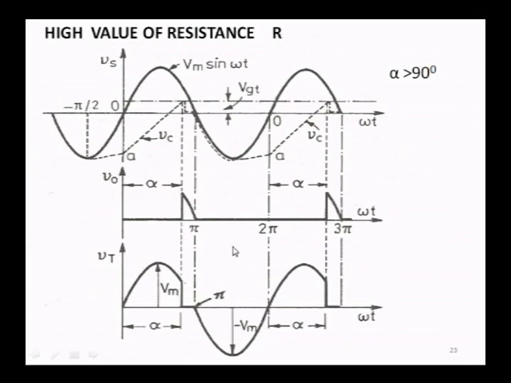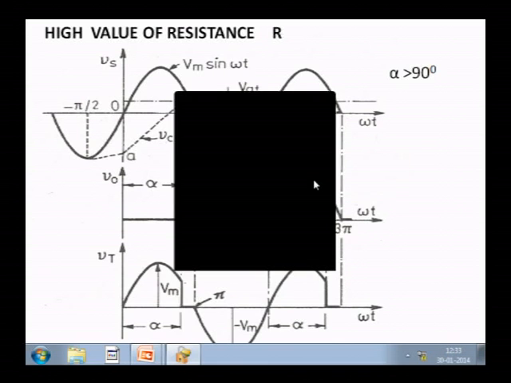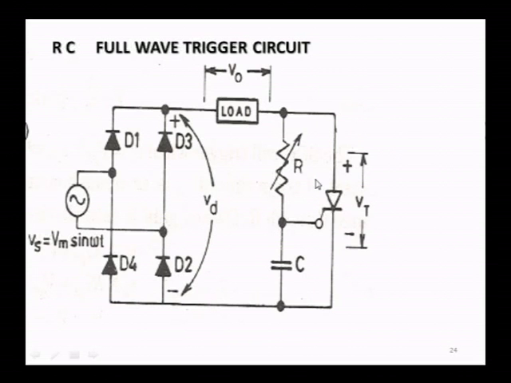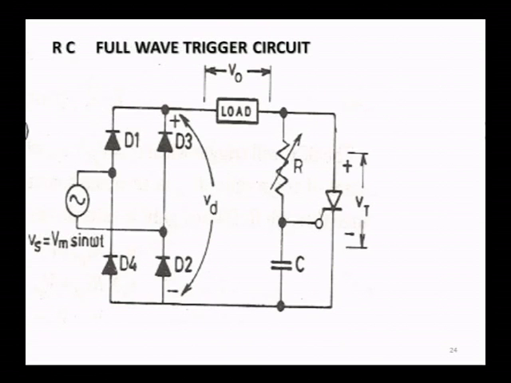So, the complete firing circuit is this one for the RC firing circuit. What is it? Next, that is the half wave trigger circuit, because you have connected a diode in series with it, it will allow only positive cycles. The RC full wave trigger circuit is this.